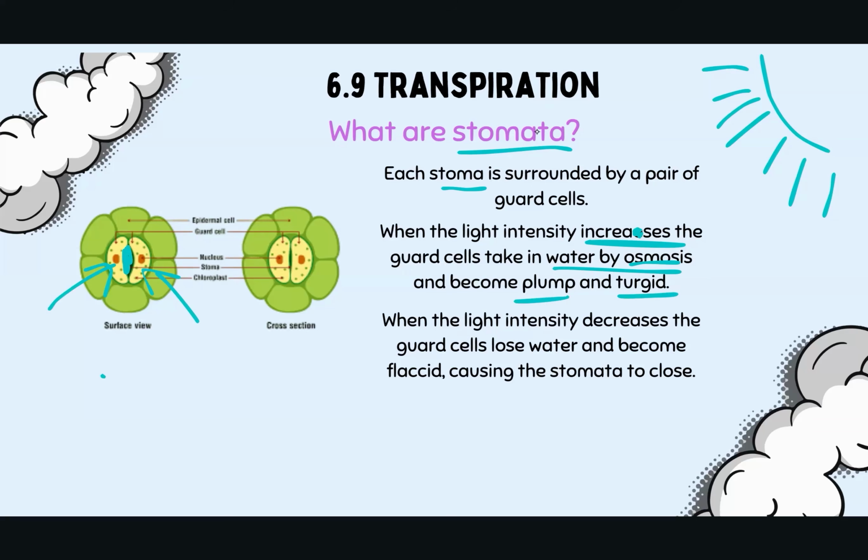When the light intensity decreases, the guard cells lose water and they become flaccid, meaning they don't have much water in them. So their shape changes, and in guard cells, their shape changes in such a way that it's almost like a door's been closed, because it causes the stomata to close.